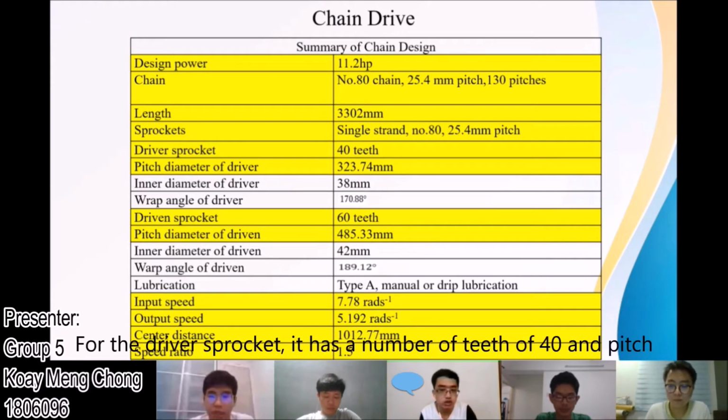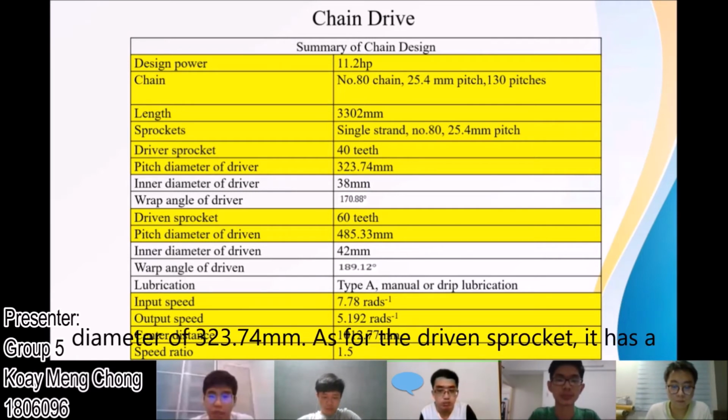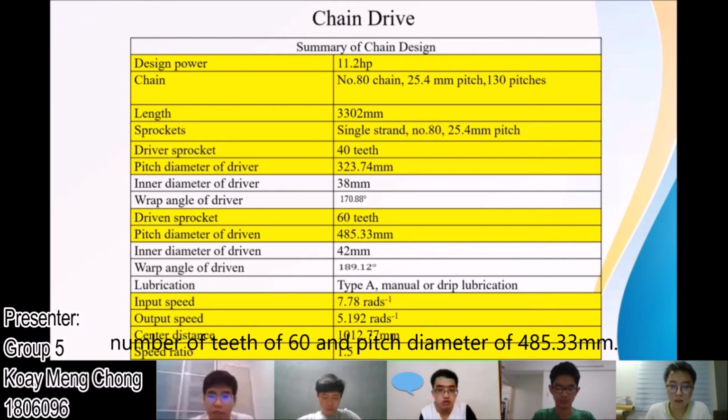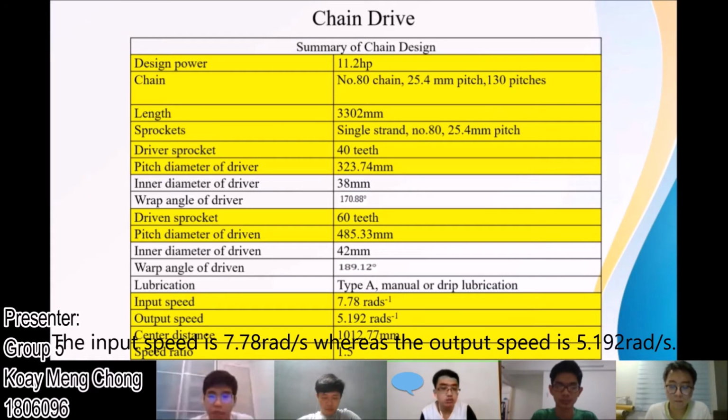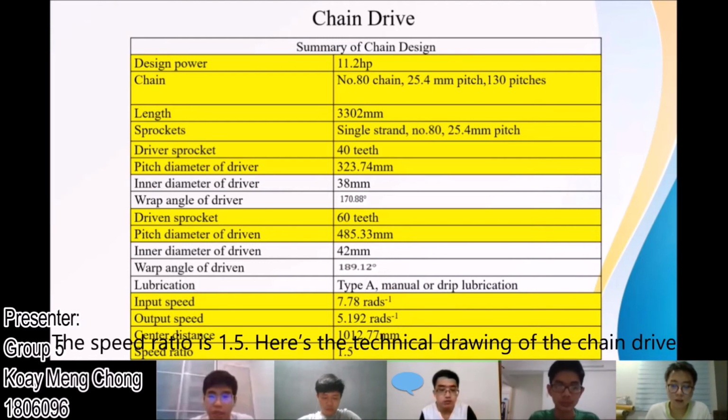For the driver sprocket, it has a number of teeth of 40 and pitch diameter of 203.74 millimeters. As for the driven sprocket, it has a number of teeth of 60 and pitch diameter of 485.33 millimeters. The center distance between both sprockets is 1012.77 millimeters. The input speed is 7.78 radian per second, whereas the output speed is 5.192 radian per second. The speed ratio is 1.5.